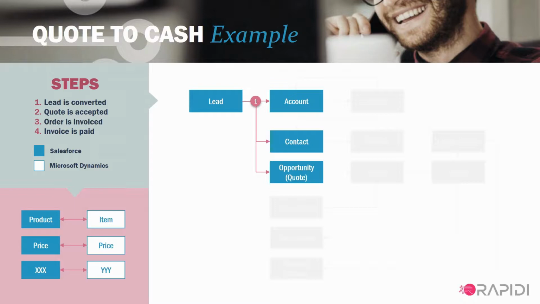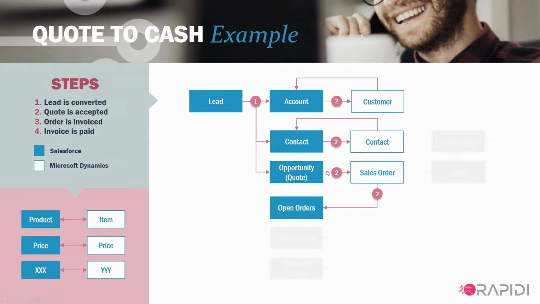That really doesn't matter, but something is typically in there. When the opportunity reaches a certain stage, which you can define, it could, for instance, be closed won, then Rapidi can detect that. And since the opportunity and the quote have been accepted by the client, RapidiOnline will create the customer in the Microsoft Dynamics ERP if the customer does not exist already. If you want to have contacts synchronized, they will be synchronized as well. And the opportunity with the quote will be converted to an open sales order inside of Microsoft Dynamics ERP.